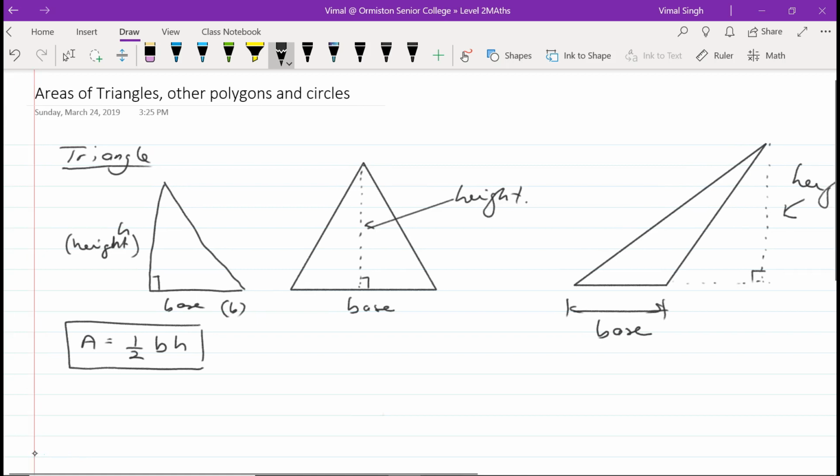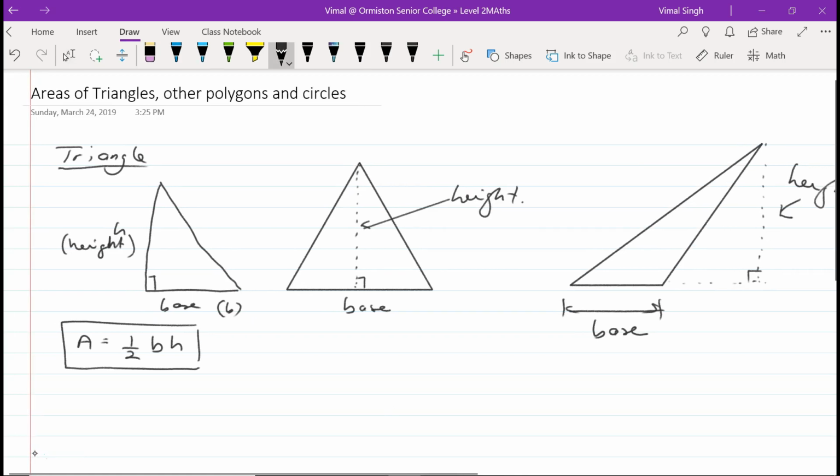Alright, so there are three different types of triangles, and all of them use the same rule to work out the area, which is area equals half base times height. If you want to write this in full, area is equal to half times the base times the height. And in short, we write this as that.